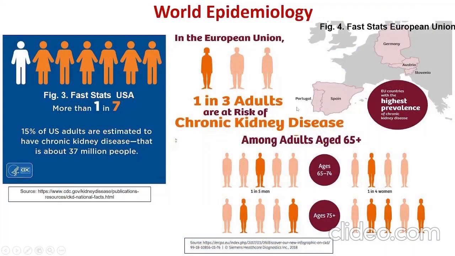What about prevalence precisely in different countries? In the USA, 1 in 7 persons suffers from this disease. In the European Union, 1 of 3 adults is at risk of chronic kidney disease, and especially 1 in 5 men suffers from it, and 1 of 4 women with age more than 65 years. The highest prevalence in countries of Europe is seen.